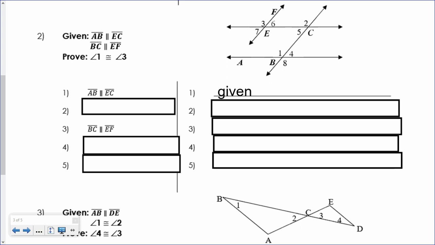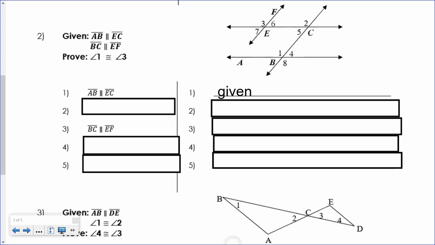Angle 1 equals angle E because of alternate interior angles? No, it's not. Okay. Angle 1 equals angle 2. That's something you could say. What's something else? Okay, you could say angle 4 equals angle 5. There's one more you could also say. Angle 1 equals angle 3? No, 1 and 3 are not on the same transversal. You could also say 8 equals 2.